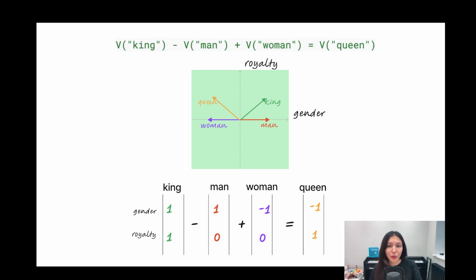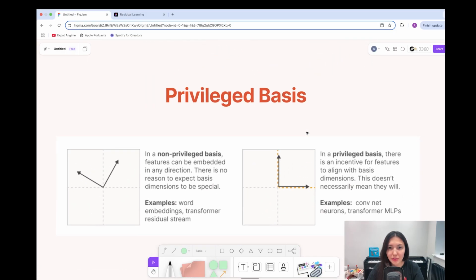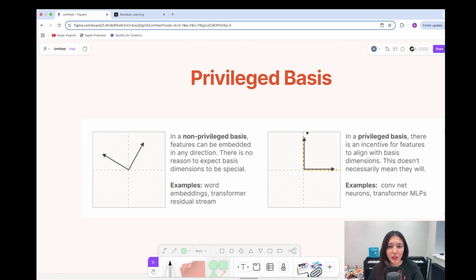In the real world, though, like in word embedding space, basis directions are not special or anyhow different from any other direction, and this is called non-privileged basis. In the paper Toy Models of Superposition, there is a section that talks about privileged basis. On the left side, you can see a figure that tells in a non-privileged basis, features can be embedded in any direction. There is no reason to expect basis dimensions to be special. And examples are word embeddings, transformer residual stream.